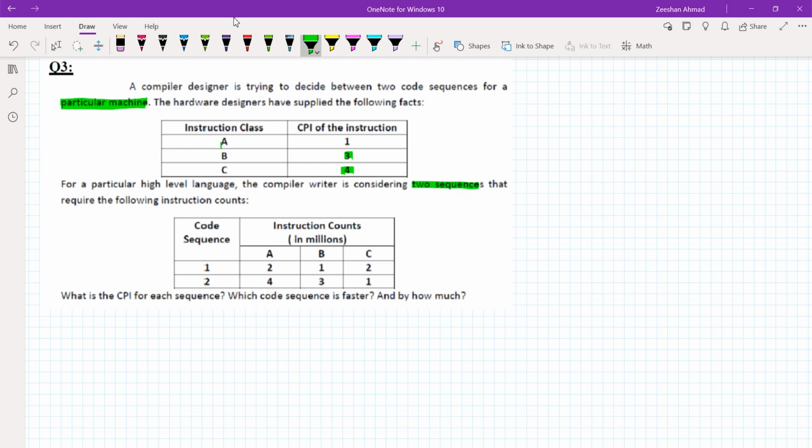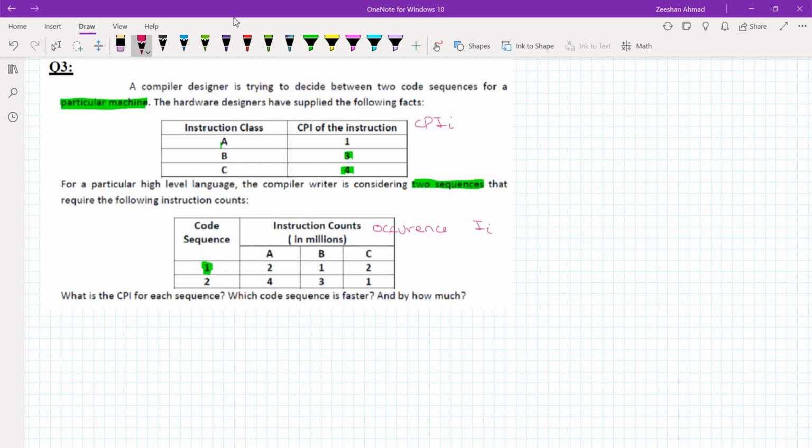So basically he wants to decide between the two code sequences here. Now for code sequence 1, he gave the instruction count. This is basically the occurrence, like what you had previously. In the formula of CPI, this is the I here. I means it will be for A, B, or C. Same here, it will be for A, B, and C.